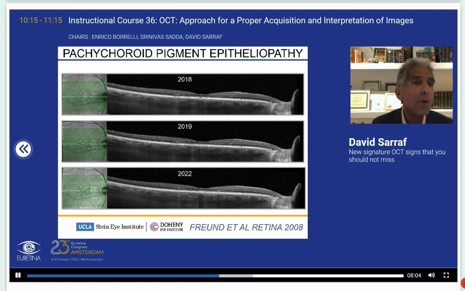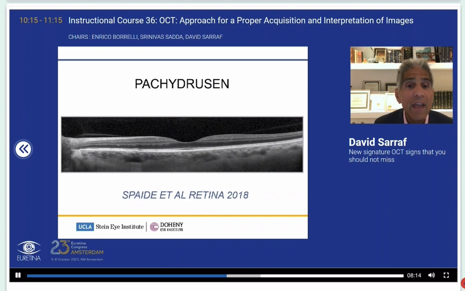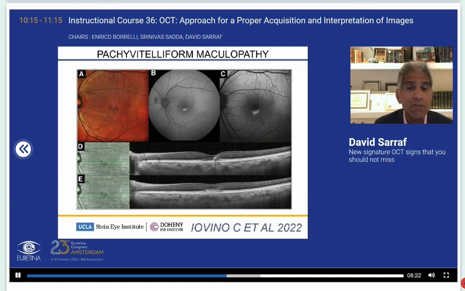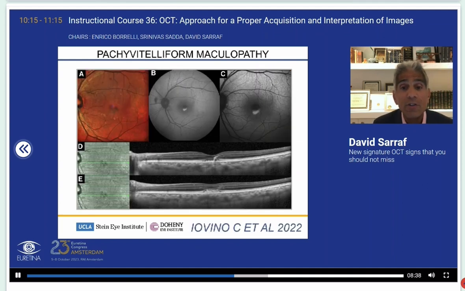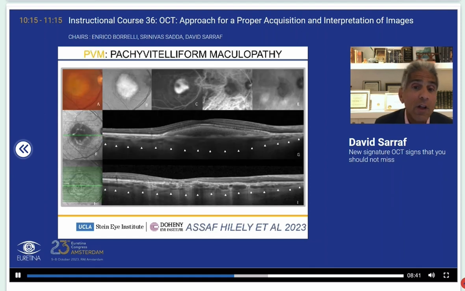Pachychoroid disease is also a very important spectrum of diseases with many new members of this family, including pachychoroid pigment epitheliopathy, as you can see in this case, pachydrusen, which is a specific type of drusen associated with pachyvessels and pachychoroid. And now more recently, we've described this entity called pachyvitelliform maculopathy, in which we get vitelliform lesions specifically associated with pachychoroid. The thick choroid disrupts the RPE, disrupts photoreceptor turnover, and it's not unusual to see elderly patients with vitelliform lesions, the result of pachychoroid.